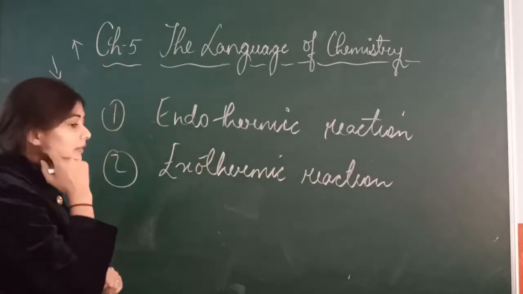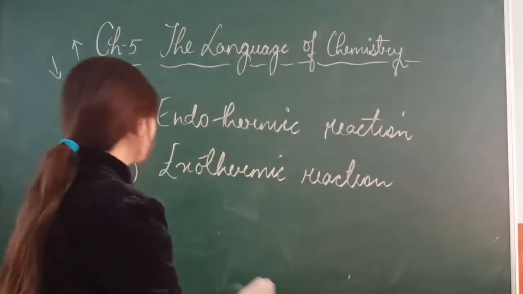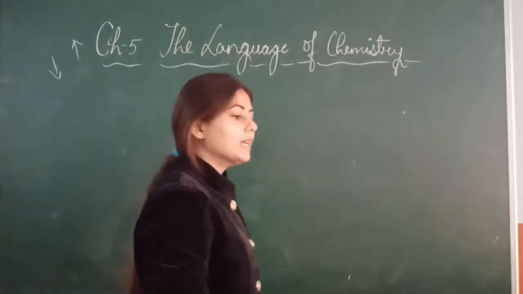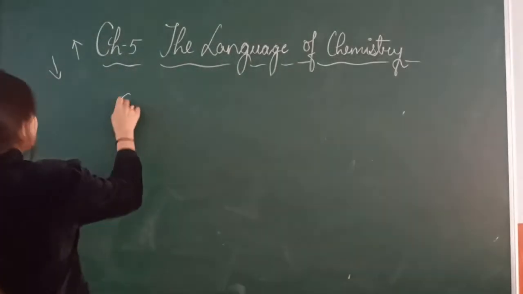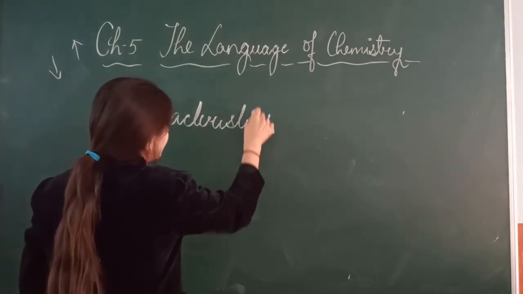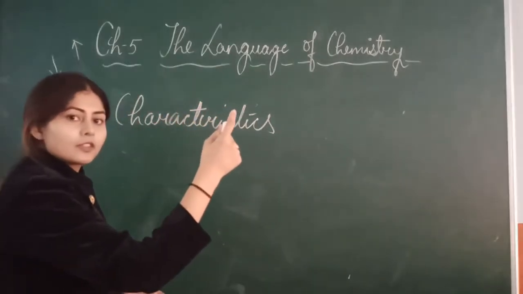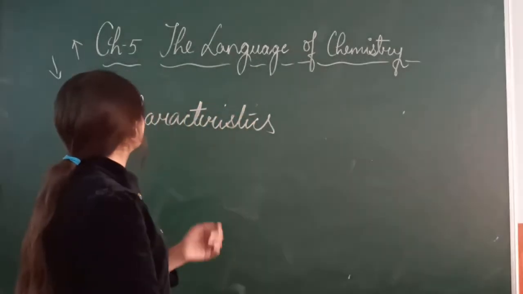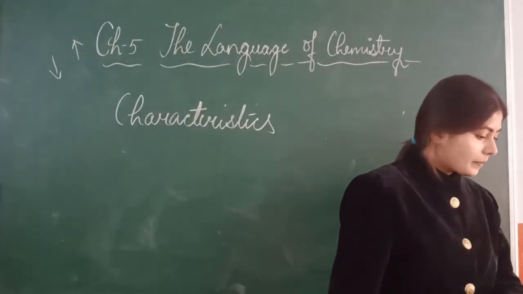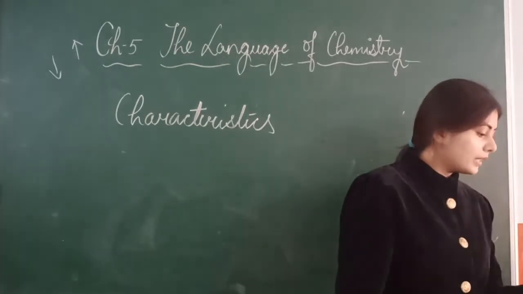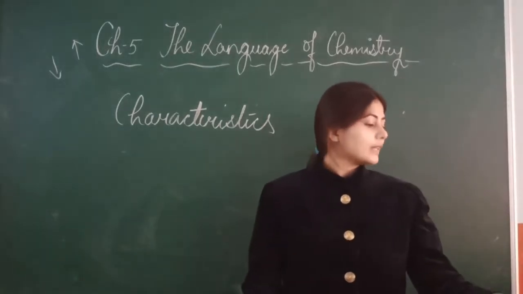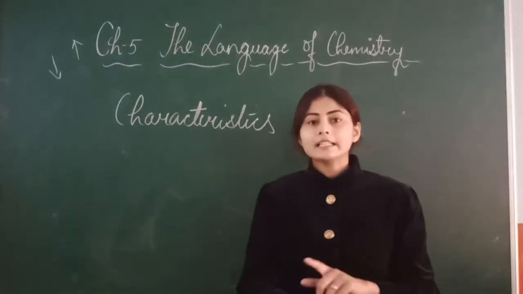Now the next topic I explained in the previous session, that is the characteristics of a chemical reaction. Let's revise this one also. Two characteristics I explained in the previous session. Actually there are 6, but in your book only 4 are there in your course, and I explained only 2. The other two are formation of a precipitate and change in state.